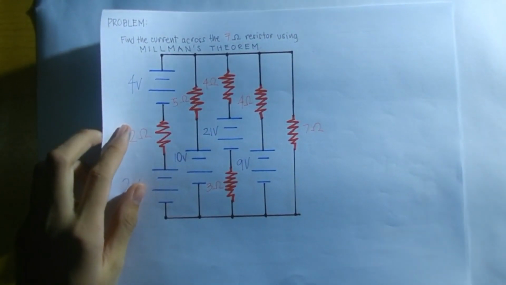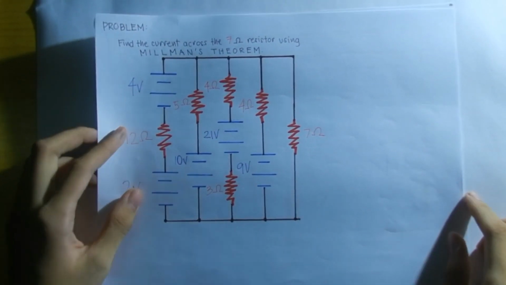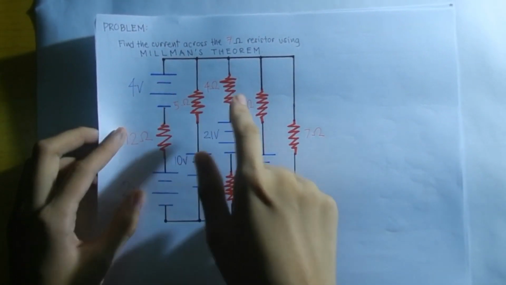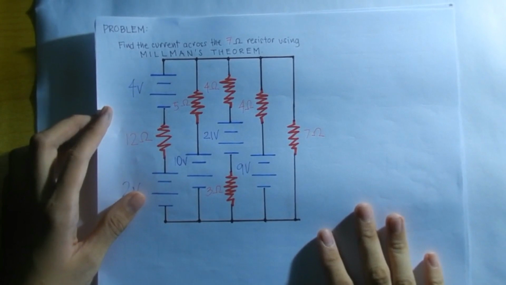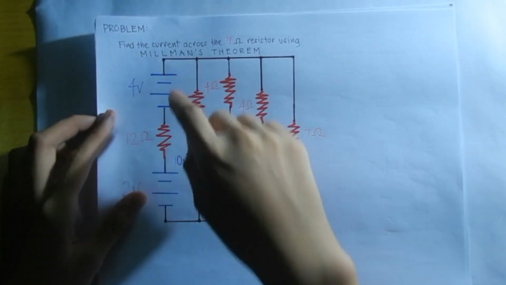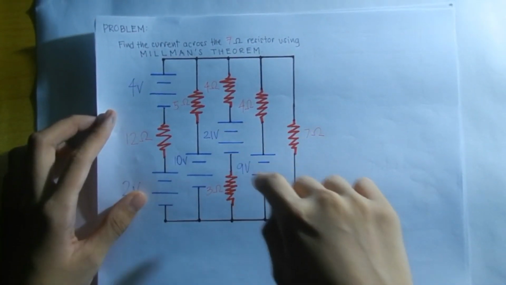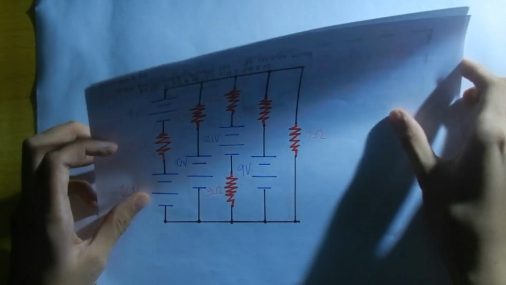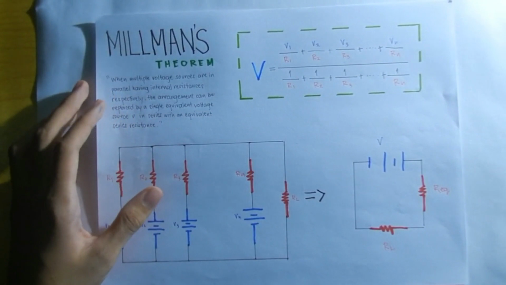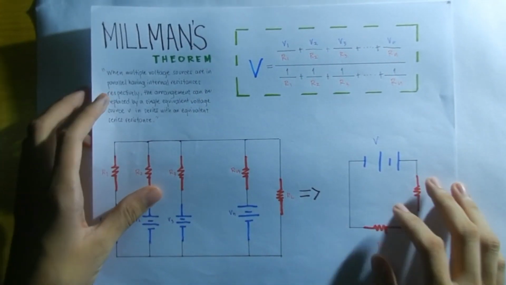Okay, I have a problem for you. Find the current across the 7 ohm resistor using Millman's theorem. We've got this circuit. We can see 5 voltage sources and 6 resistors. But first, let's discuss Millman's theorem.